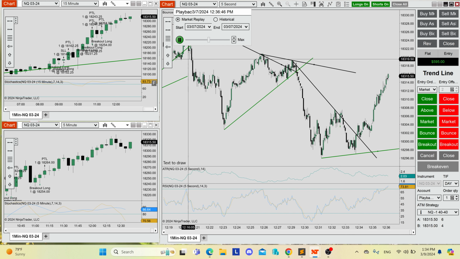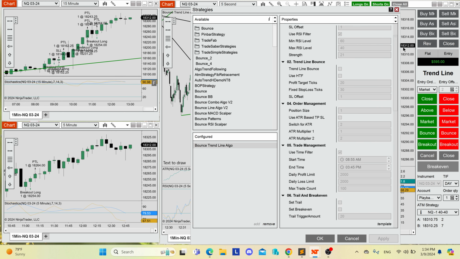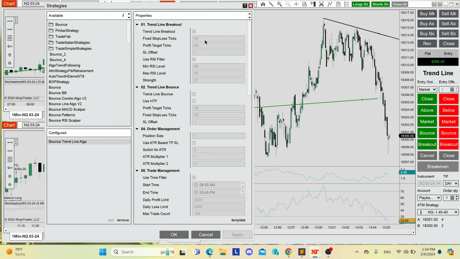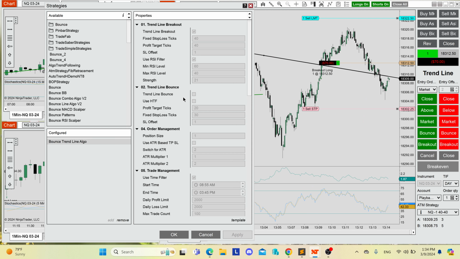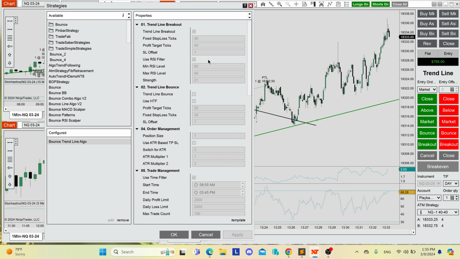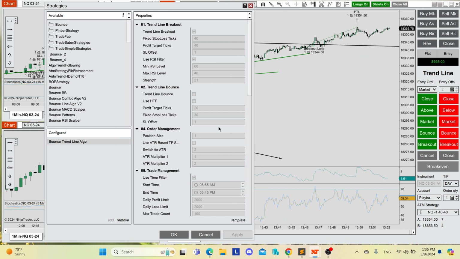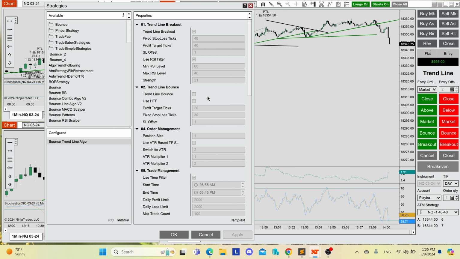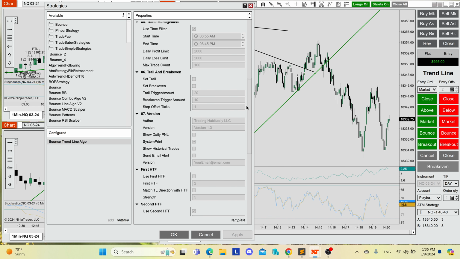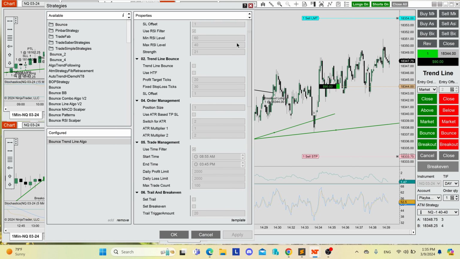And let me see if there is anything else that I wanted to cover. Maybe I've mentioned it somewhere before, but I don't think these two should be used simultaneously. Again, it's more geared towards breakout, since bounce, I've tested it, needs more work. It's not as profitable as breakout. So yeah, that's about it.